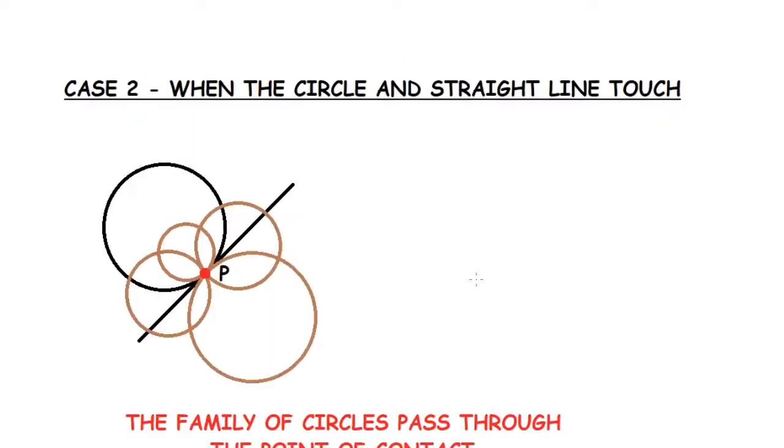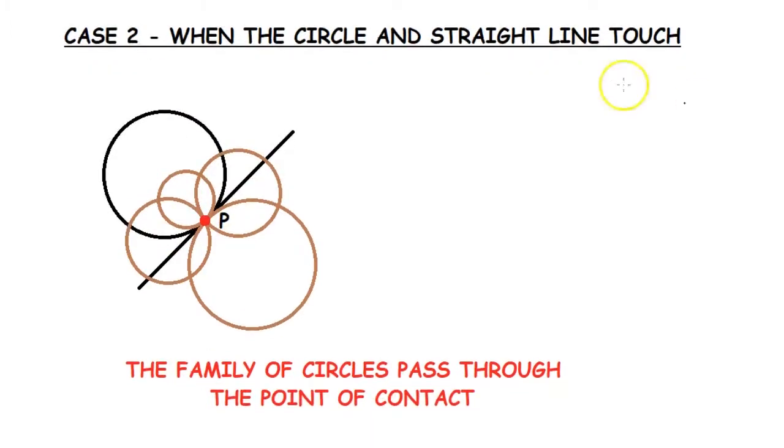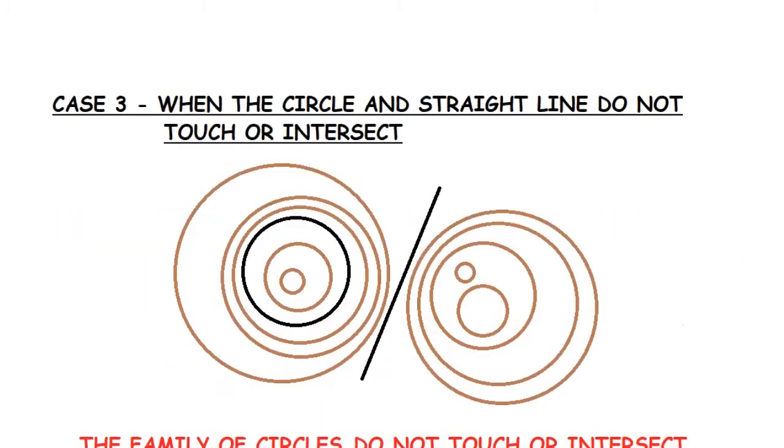Now we come to case 2. Here, the circle and straight line touch each other. So let's say that the circle and the straight line touch each other at the point P. This means that this straight line is a tangent to this circle. The common characteristic of all the family of circles is that all these circles will also pass through the point of contact P. So, when the circle and straight line touch each other, the family of circles pass through the point of contact.